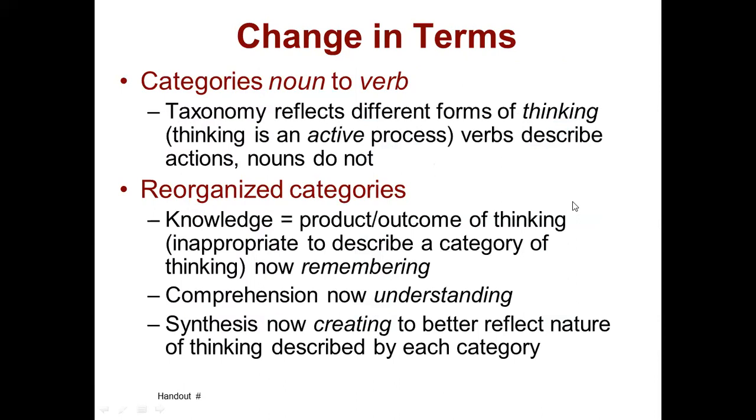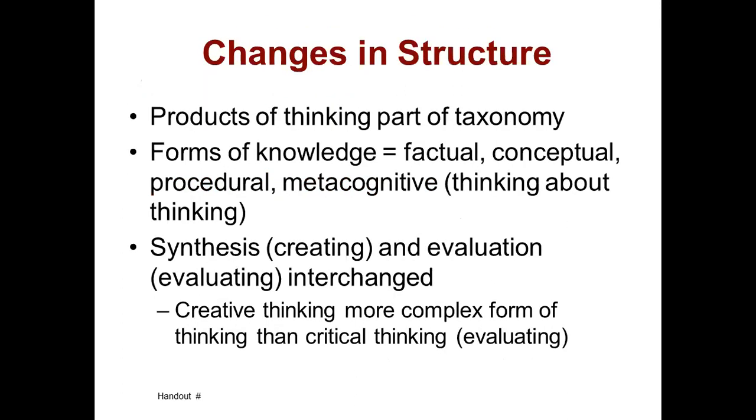So look at this one. It says categories, noun to verb. So the changes we see in the revised version of Bloom's taxonomy. Taxonomy reflects different forms of thinking, right? Verbs describe actions, nouns do not. So that's why the nouns were changed into action verbs. Recognize categories. Knowledge equals product or outcome of thinking. And now we call it remembering. Comprehension, now we call it understanding. Synthesis is now changed to creating, to better reflect the nature of thinking described by each category.